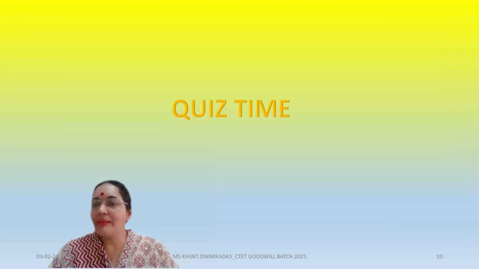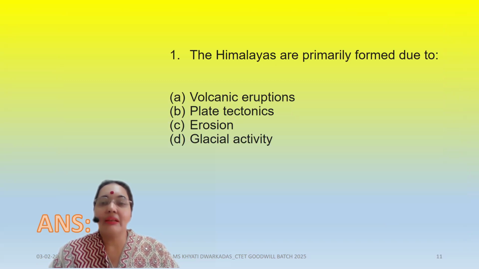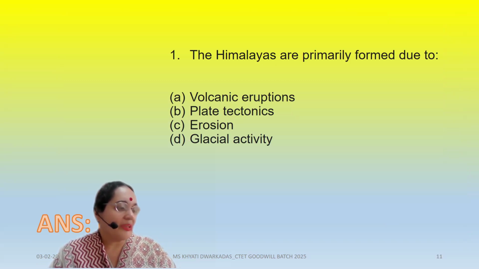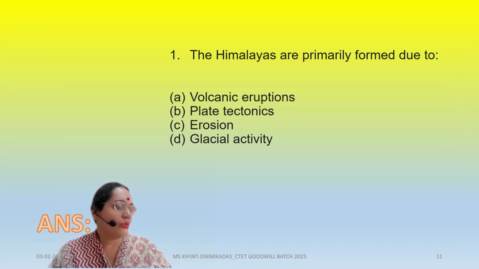So let's take a quick quiz of what we already know. The Himalayas are primarily formed due to, in the chat you may write option A, B, C or D. Let me see who's doing it faster. Volcanic eruptions, plate tectonics, erosion or glacial activity. Himalayas are primarily formed due to.